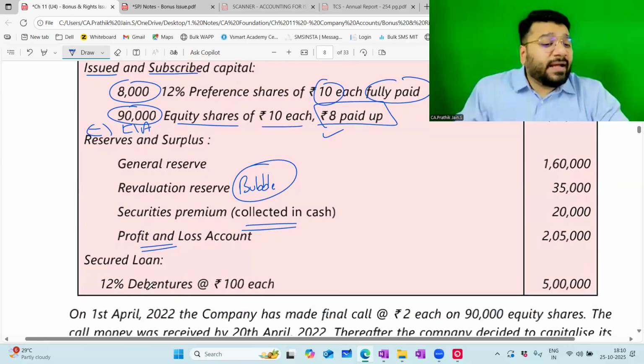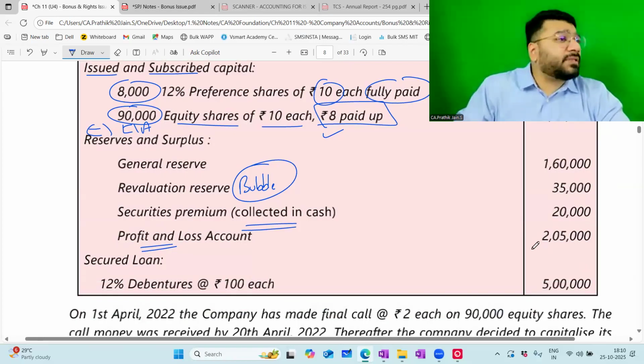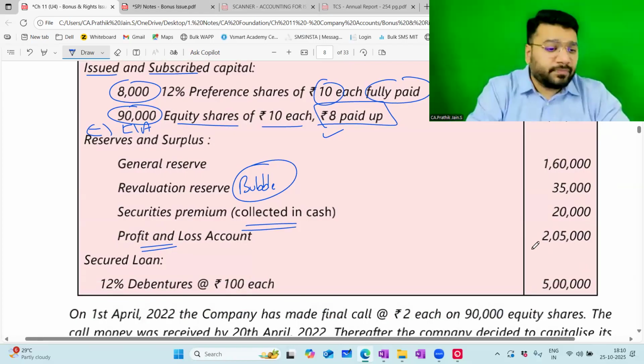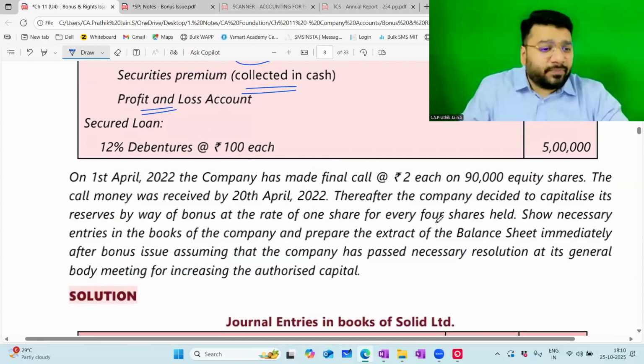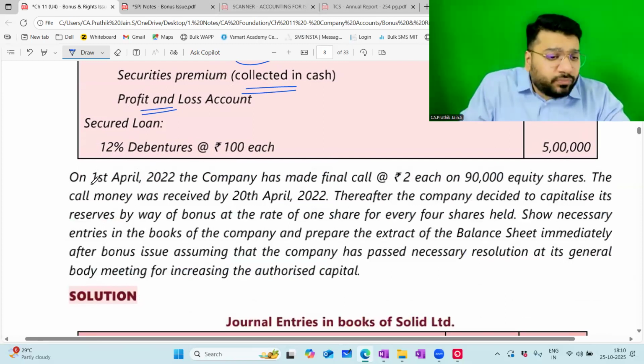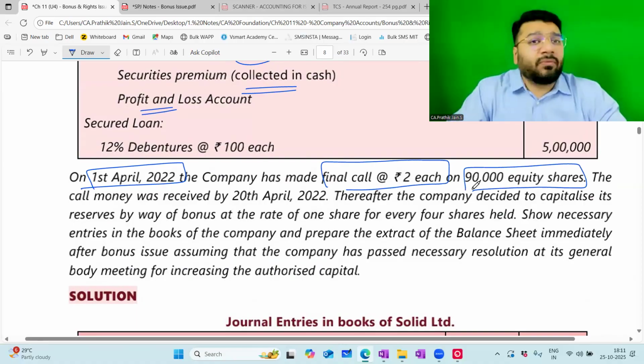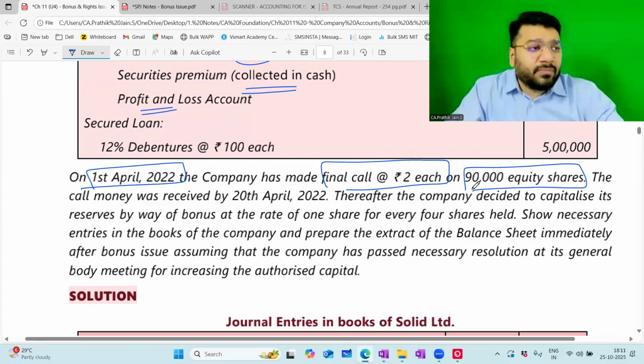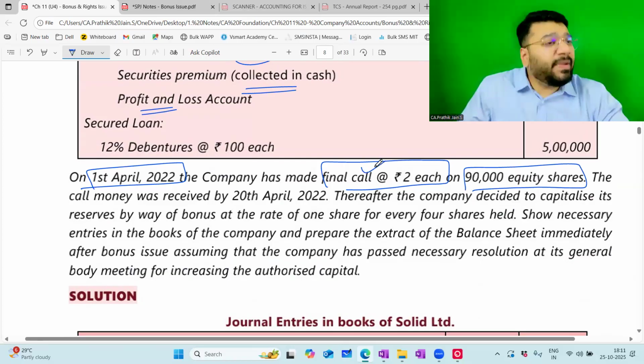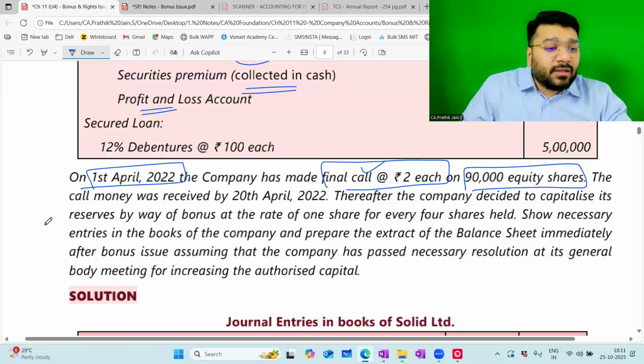Secured loan, they have taken 12% debentures of 100 each, 5 lakh rupees. Any problem? No problem. Now look at the important point. On 1st April 2022, the company has made a final call of 2 rupees each on 90,000 equity shares. Correct? 8 called up, 8 paid up. Remaining 2 rupees final call is made. The first line talks about the due entry. The call money was received on 28th April. That is the receipt entry.